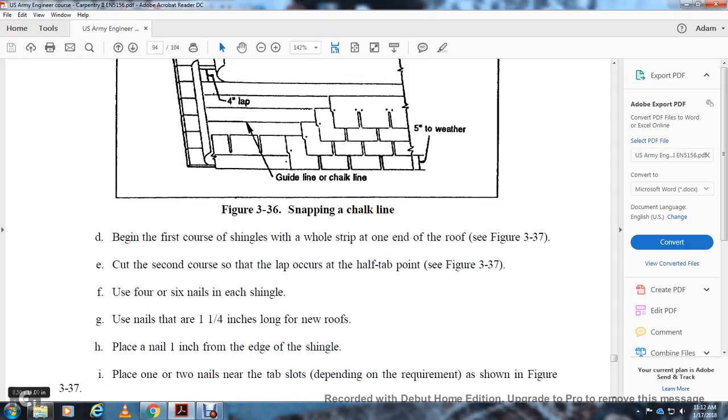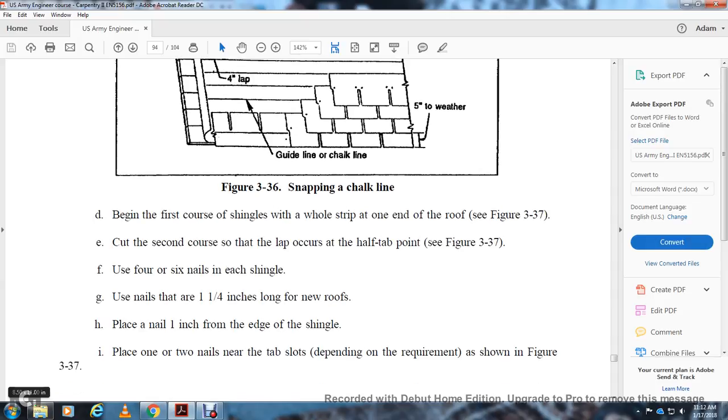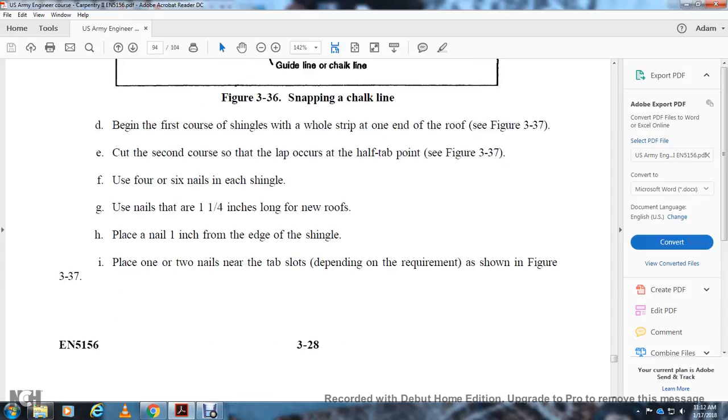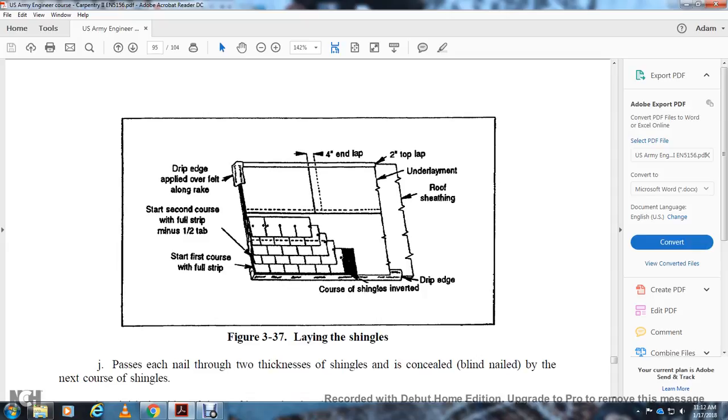Use nails 1/4 inch long on new roofs. Use one nail 1 inch from the edge of the shingle. Place one nail on top of one and 2 nails on the tab sides, depending on the requirements shown in the figure. Shown in figure 337 is the laying of the shingles.